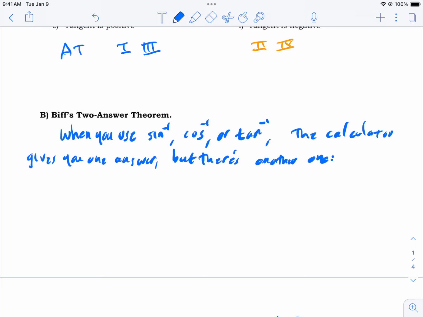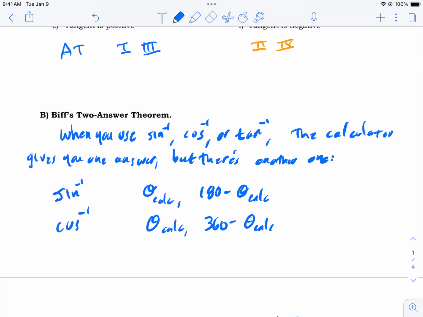And let's summarize our results. When you're using shift sine, there's theta for the calculator, and then there was 180 minus theta for the calculator. When we did a shift cosine, there was theta for the calculator. Let's see, shift cosine, that was the other one. You go 360 minus theta for the calculator. And when we did a shift tangent, it was theta that the calculator gave you plus theta that the calculator gave you, add 180 degrees.